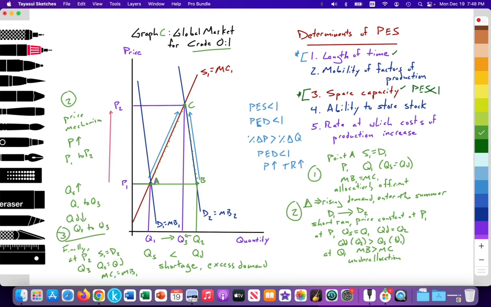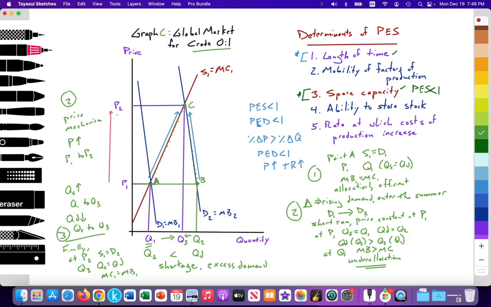Here we have the model, and a breakdown of the analysis. Setting up the analysis is part one: x-axis, y-axis, supply curve, demand curve, initial equilibrium at point A. Then there's a change, rising demand. In the short run, price is held constant at P1. At P1, the quantity demanded at point B is greater than the quantity supplied at point A. We also see that at Q1, the marginal benefit is much greater than the marginal cost. So there's an underallocation of resources to the production of crude oil versus what is desired by global society. That puts upward pressure on price.